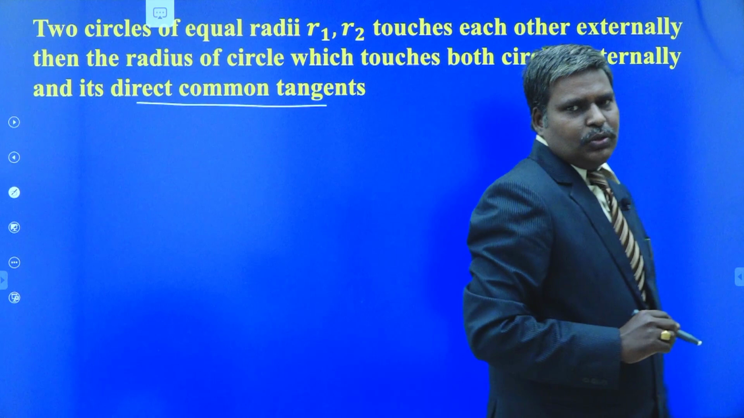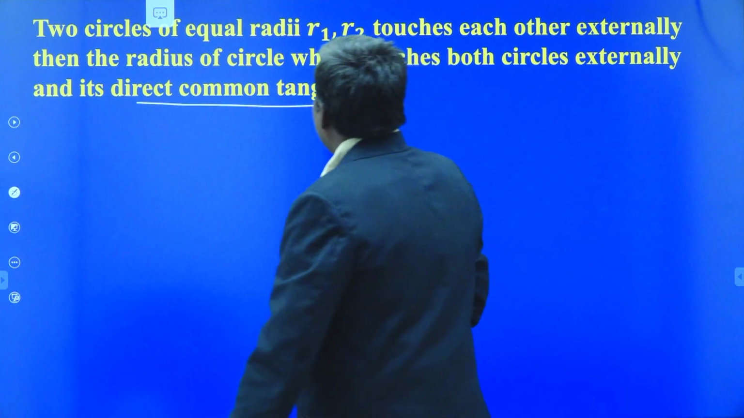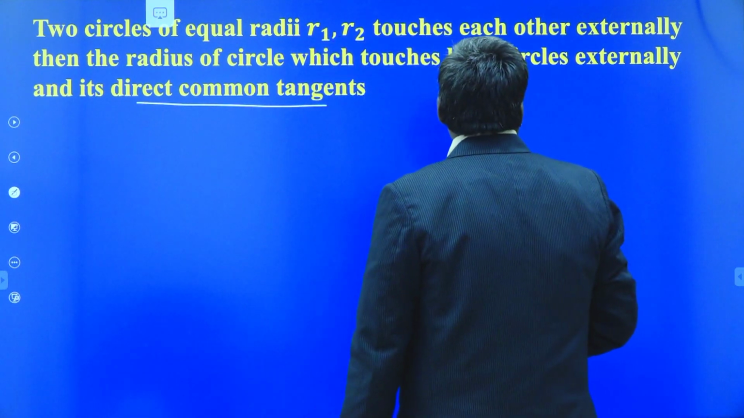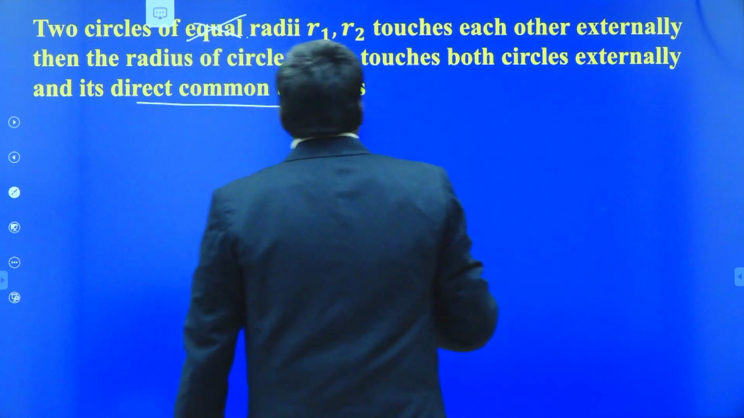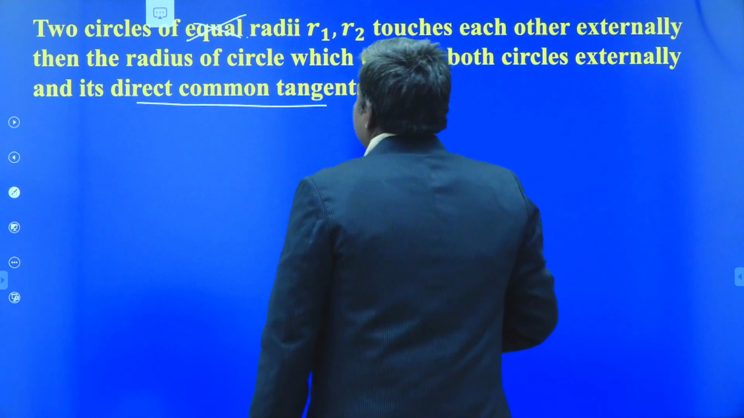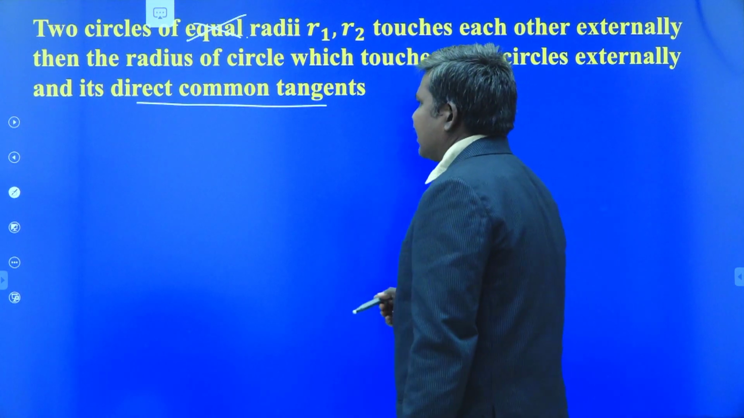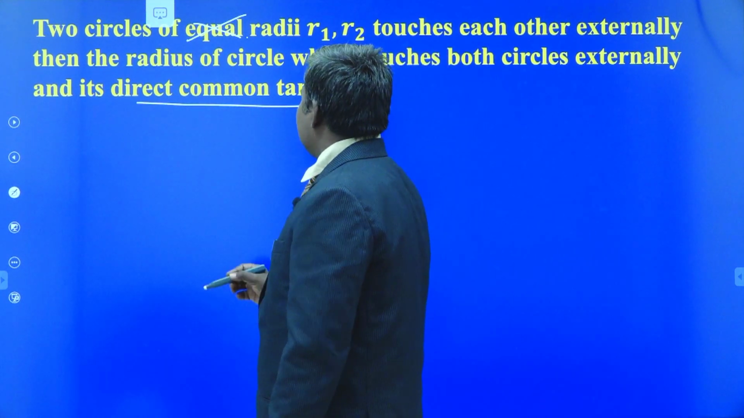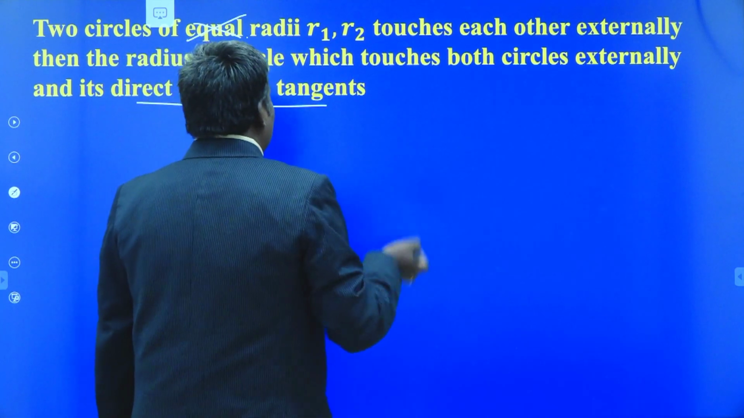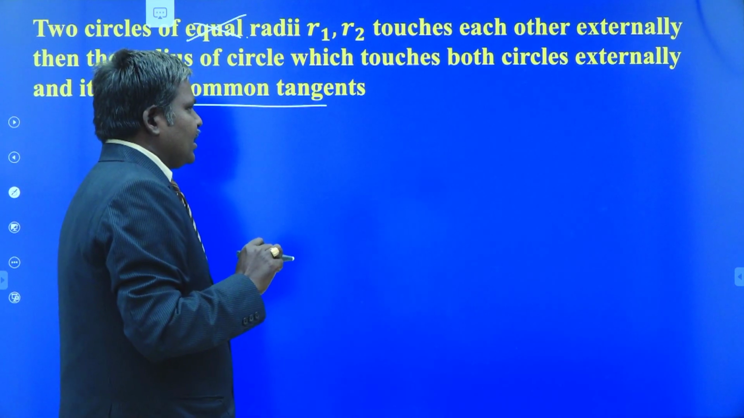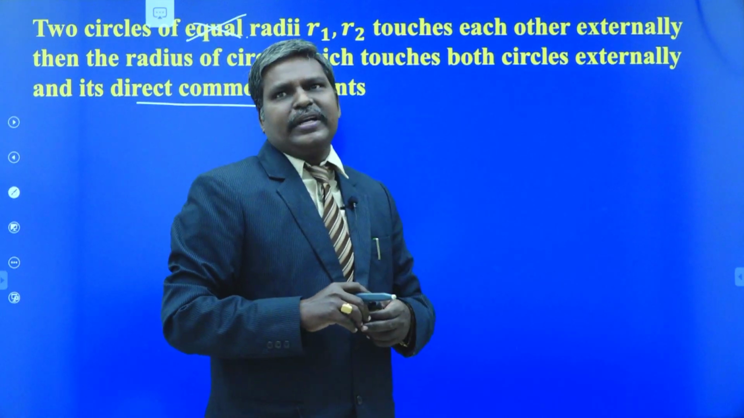How many circles are given to you? 2 circles. They are having radii R1 and R2 and touch each other externally. Then the radius of the circle which touches both the circles externally and also the direct common tangent. "Equal" is not there. 2 circles of radius R1 and R2 are there. They are touching externally. We have to find out the radius of the circle that touches both the circles externally and also their corresponding direct common tangent.